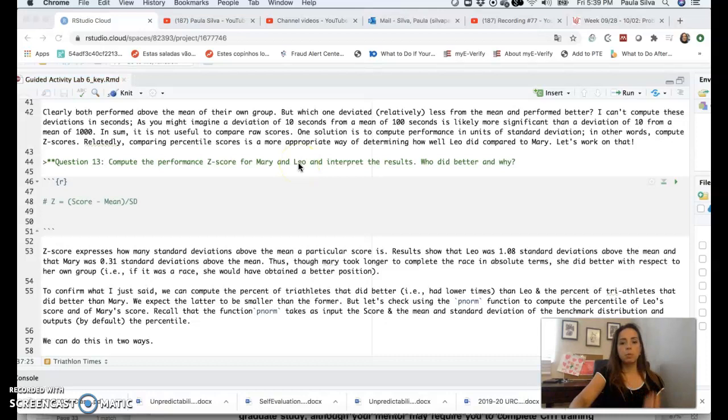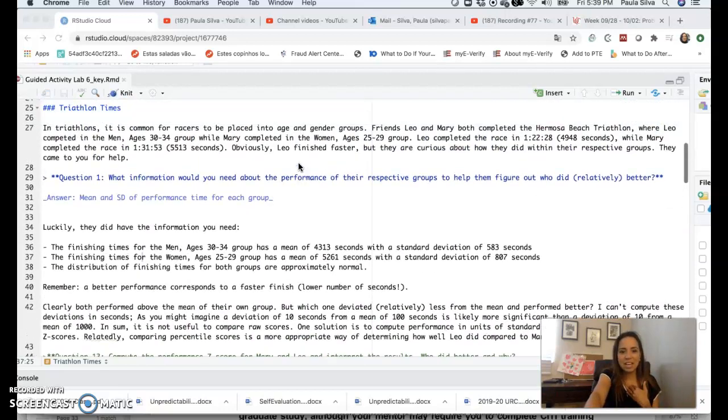But which one deviated relatively less from the mean and performed better? Because remember, performing above the mean in this case means performing in more time, and that means worse, right? I can't compute these deviations in seconds. As you might imagine, a deviation of 10 seconds from a mean of 100 seconds is likely more significant than a deviation of 10 seconds if the mean is 1,000. In sum, it's not useful to compare raw scores.